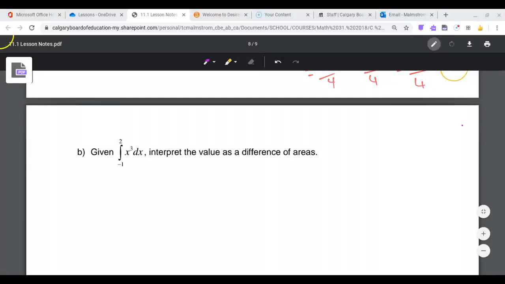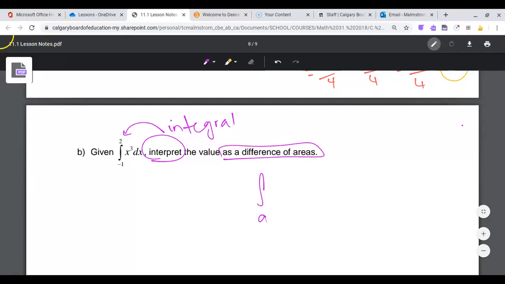Last one. So given the same function we were just working with in example 3a, interpret the integral as a difference of areas. So recall earlier in the lesson, we had a formula that if we're asked for a definite integral from a to b, it is the same as taking the area above and subtracting the area below.